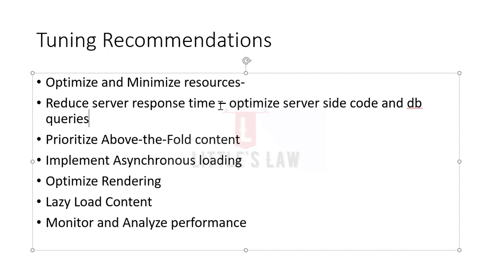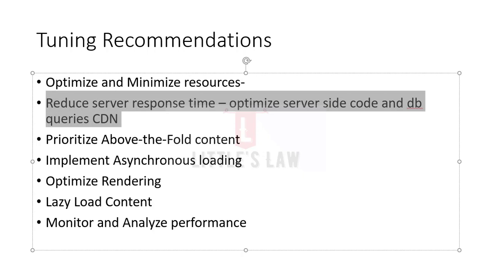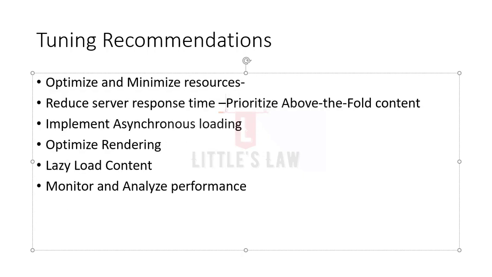So this can be done to reduce the server response time, and by minimizing this, the time it takes to generate and deliver the server response. And then by implementing caching mechanisms to cache frequently accessed data or database query results, and then utilizing the CDN, which is the content delivery network, to deliver static resources from servers located closer to the user. So these are the three techniques which we can use to reduce the server response time.